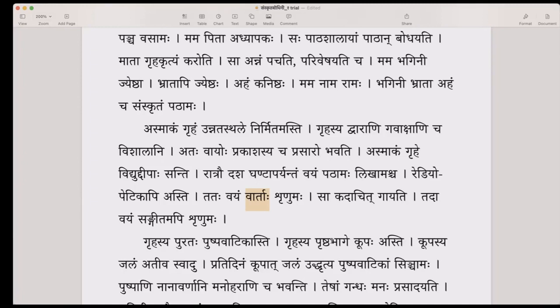The confusion about Shru versus Shruti: it is not Shru but Shruti. Shruti, Shrutam, Shrutum. You get those forms. Shrunumaha.